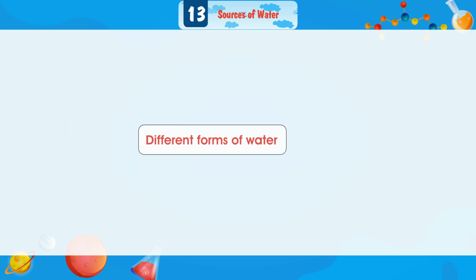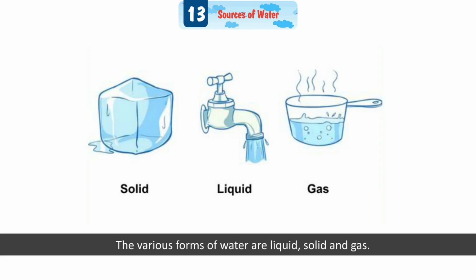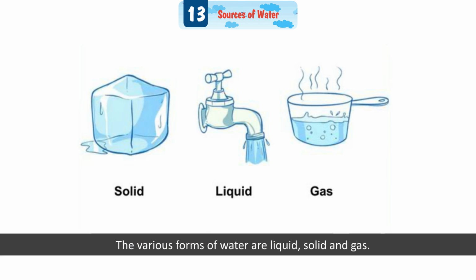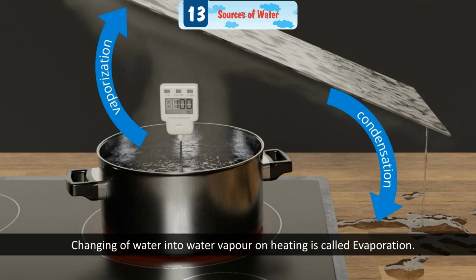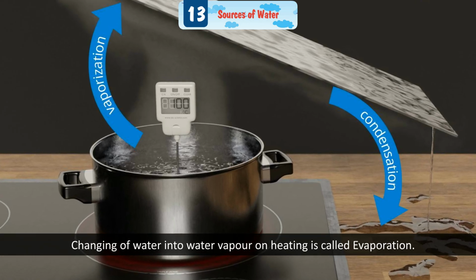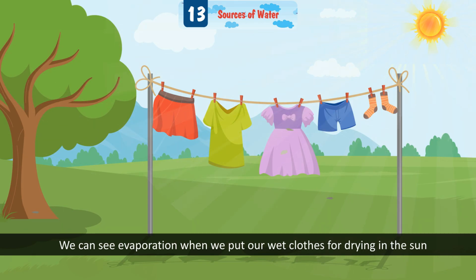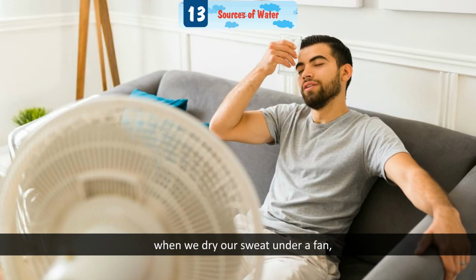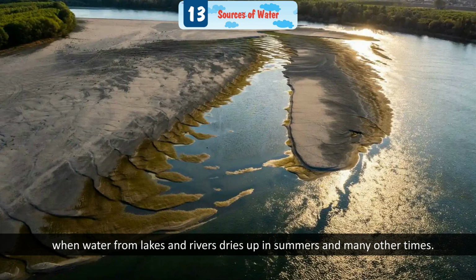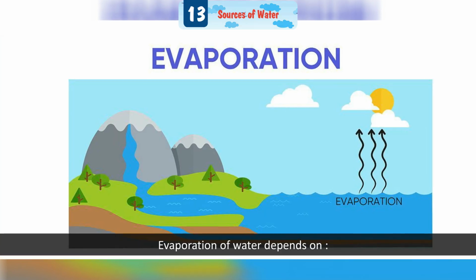Different forms of water. Water on earth is found in different forms. The various forms of water are liquid, solid and gas. Evaporation. Changing of water into water vapor on heating is called evaporation. We can see evaporation when we put our wet clothes for drying in the sun, when we dry our sweat under a fan, when water from lakes and rivers dries up in summers and many other times.